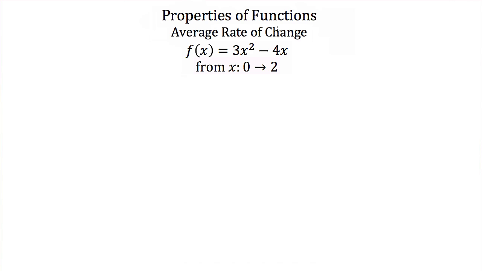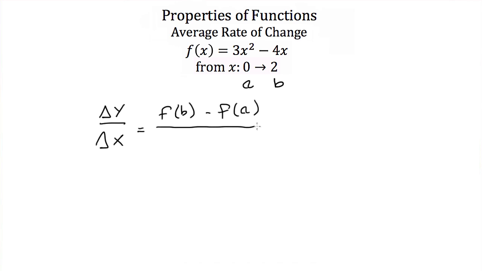So if I wanted to find the average rate of change for this function, f of x is equal to 3x squared minus 4x, where x ranges from 0 to 2, that just means that 0 is a and 2 is b. And then I'm going to use my formula where the change in y over the change in x is equal to the function value when x is b minus the function value when x is a over b minus a. Well, I already know b and a, 2 and 0. Now I need to find the function values when x is 2 and 0.